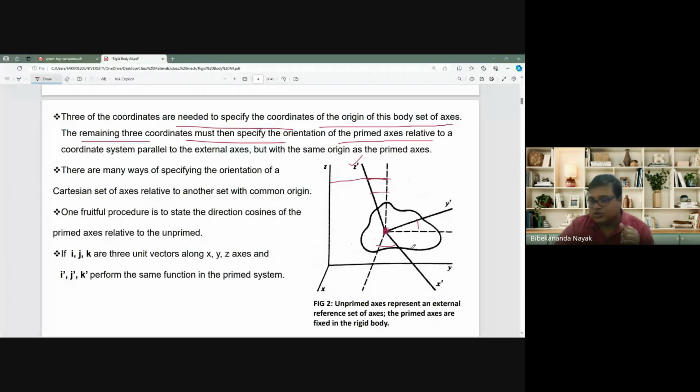In the next session we will see that these angles are Euler angles, and how these 3 angles make the body set of axes exactly match the space set of axes. Clear? So 6 degrees of freedom means 6 generalized coordinates are required. Among them, 3 are the coordinates of the origin of the body set of axes, and another 3 are the angles of rotation.